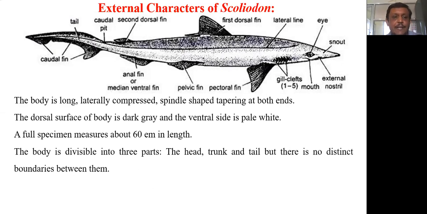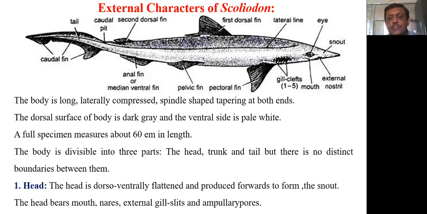The first one is the head. The head is dorso-ventrally flattened and protrudes forward to form the snout. In the diagram we can see the anterior protruded part of the head, labeled as the snout. The head bears several parts. First is the mouth on the ventral side, then nares present on the snout, then external gill slits, which are five in number, and ampullary pores.